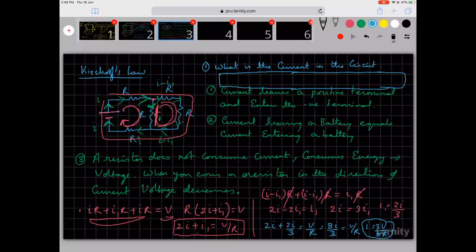For the big loop: I into R plus I minus I1 into R plus I minus I1 into R plus I into R is equal to V. So I'll get 1, 2, 3, 4: 4I minus 2I1 into R is equal to V. So here you got one equation, here you got another equation, solve both of them, you will get the same thing.